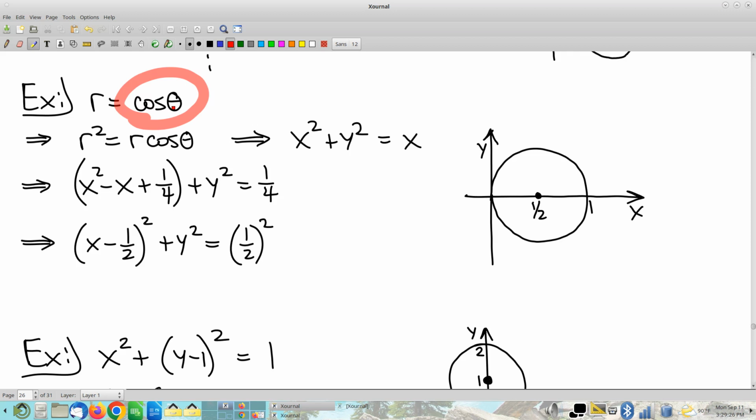Okay. Cosine squared is not something convenient in rectangular coordinates. So, no luck. So, the nice move here is to multiply both sides by r.